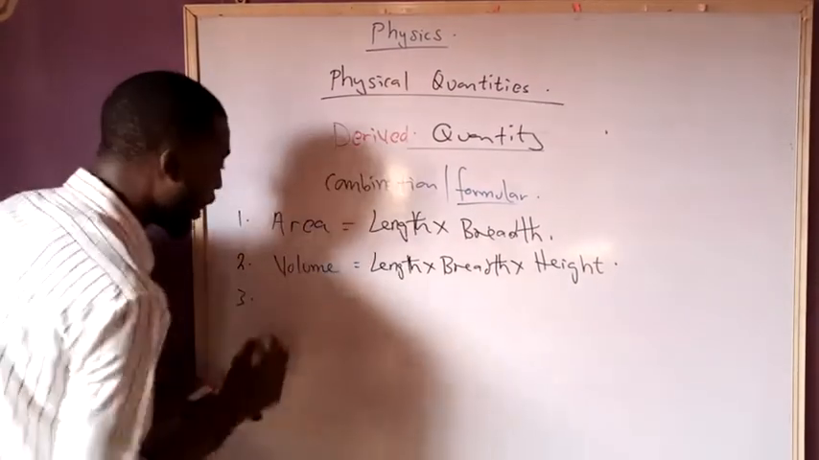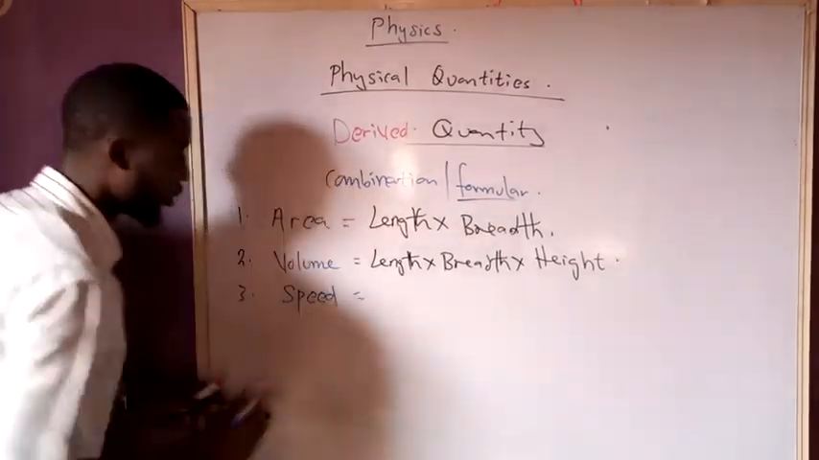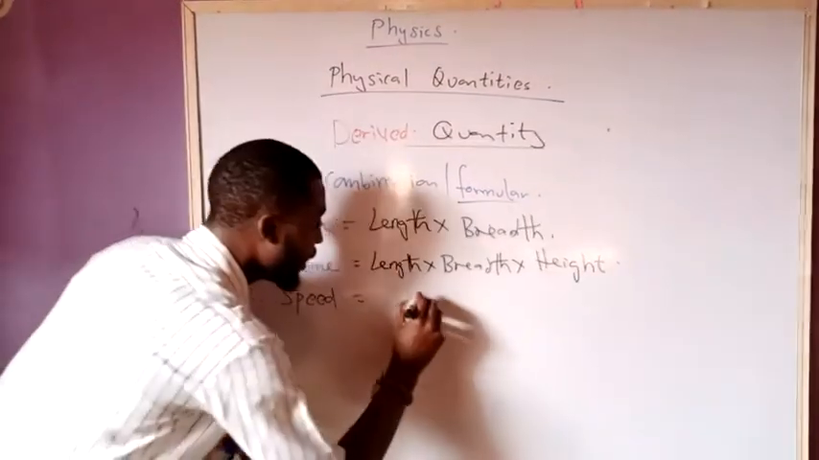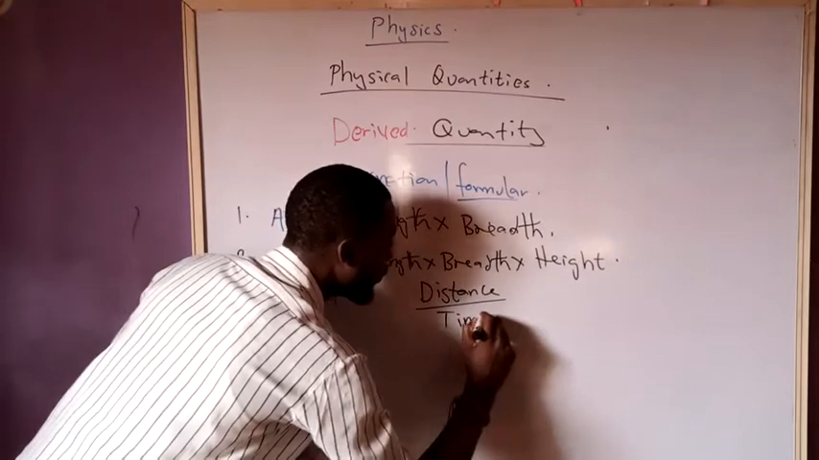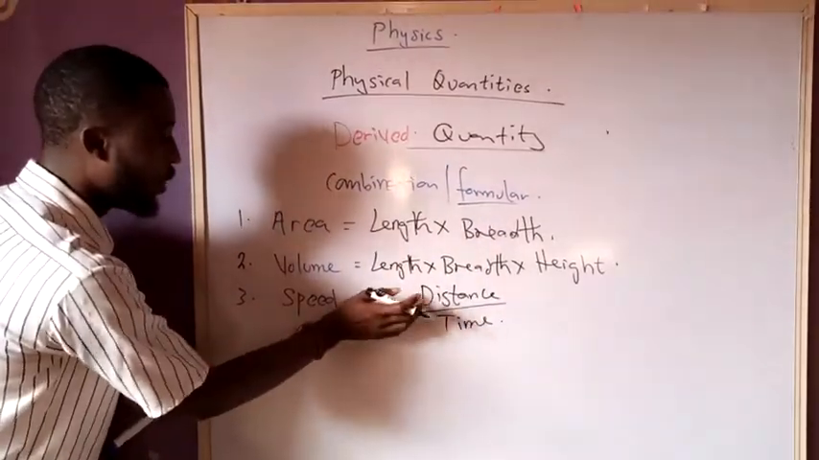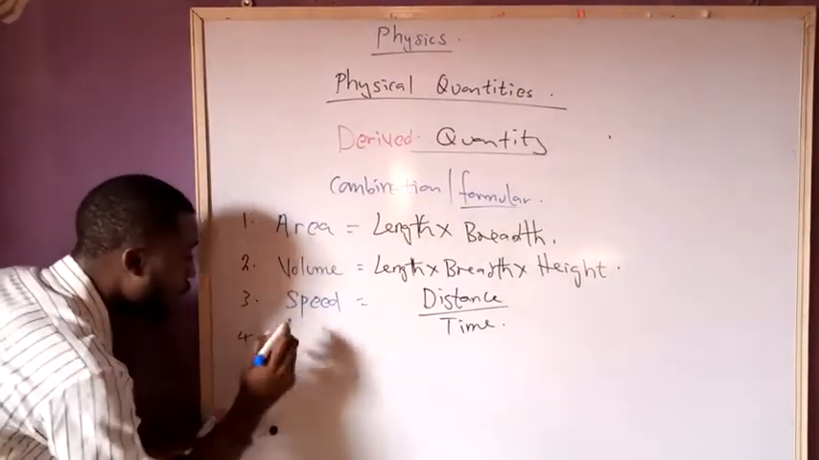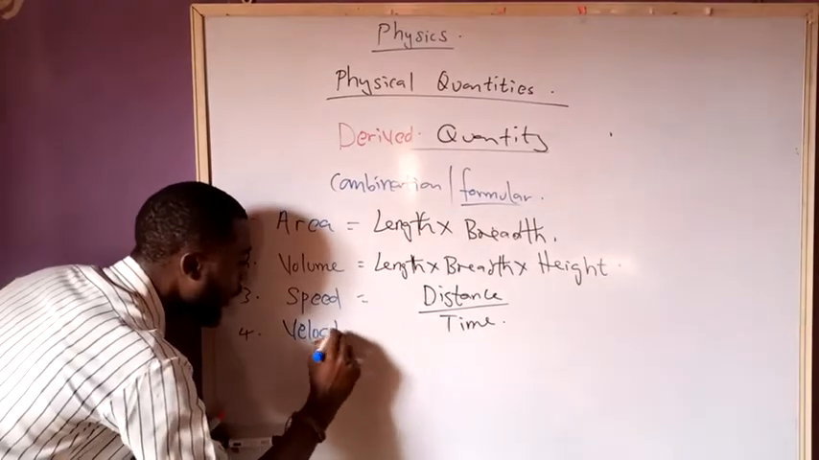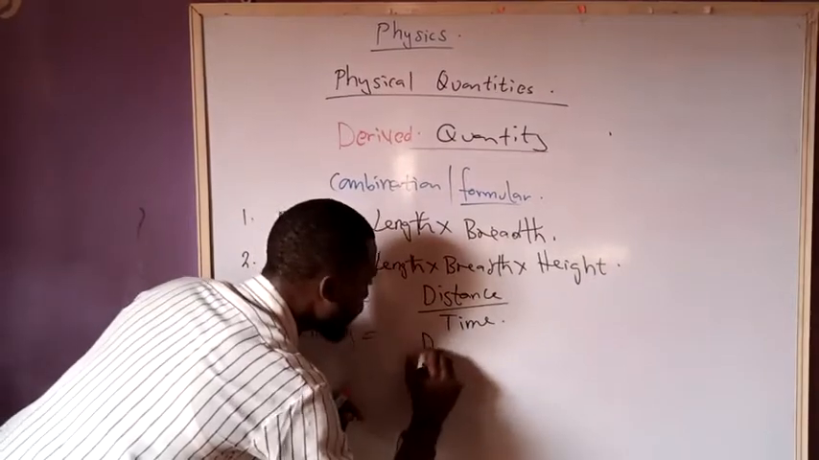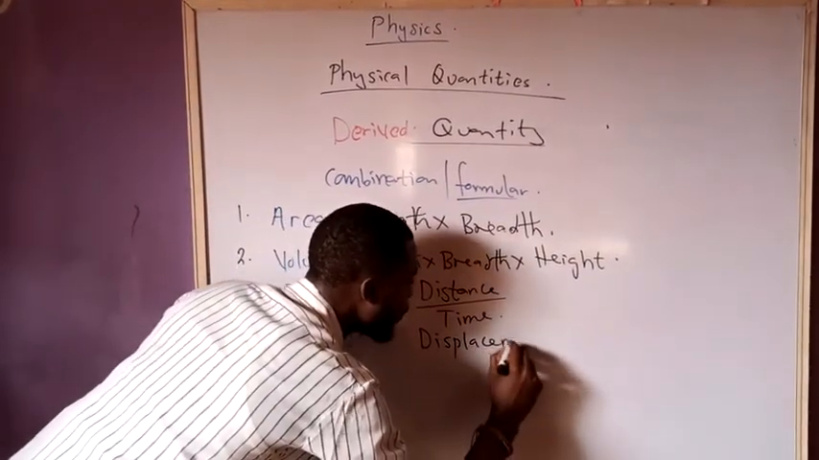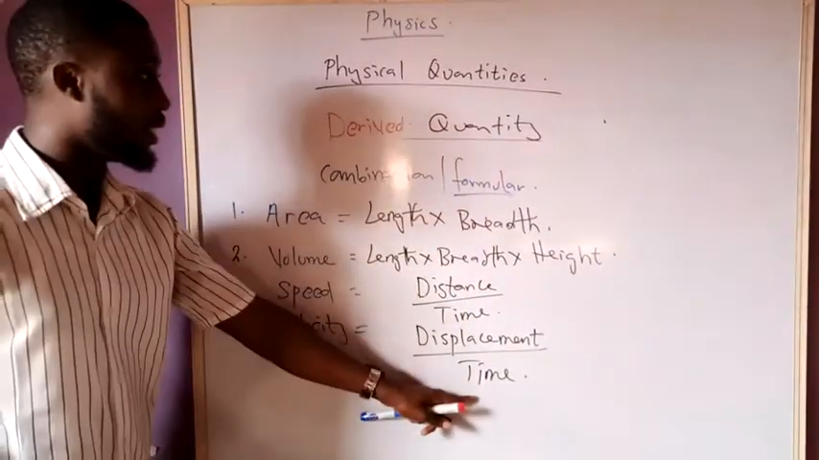Number three, we have speed. What is speed? Speed is distance over time. A combination of two things, distance divided by time, gives us one quantity called speed. Number four, we have velocity. What's velocity? Velocity is displacement over time.